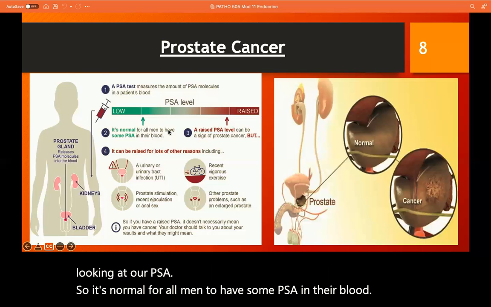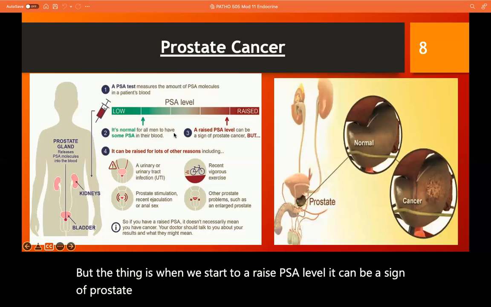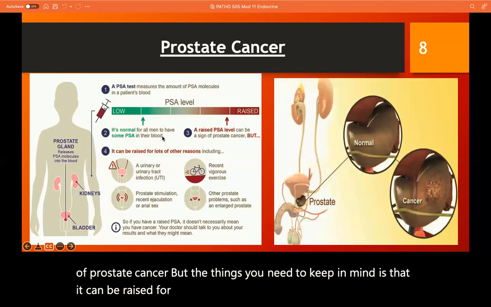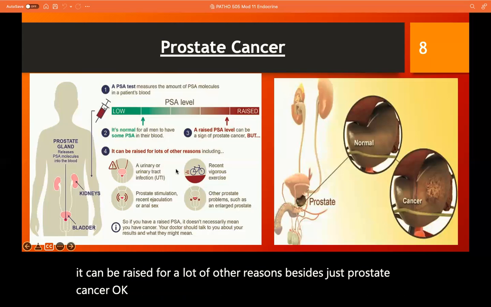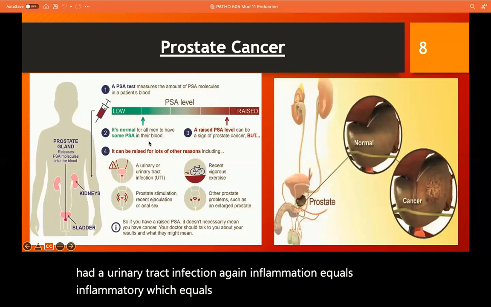But when we start to see a raised PSA level, it can be a sign of prostate cancer. But the thing you need to keep in mind is that it can be raised for a lot of other reasons besides just prostate cancer, okay? If the patient has a urinary tract infection or has recently had one, again, inflammation equals an elevated PSA.